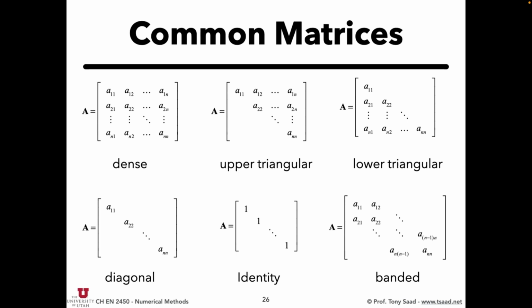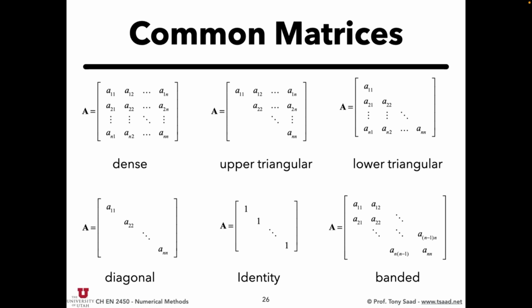The next one is an upper triangular matrix, where all entries below the main diagonal are zero. We call that upper triangular. Lower triangular is the opposite of that. All entries above the main diagonal are zero. A diagonal matrix is one where all entries are zero except on the main diagonal. Identity matrix is a diagonal matrix where all the entries are one.